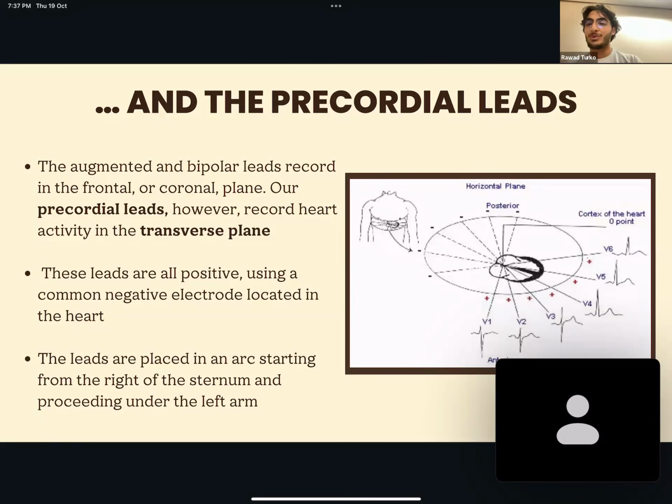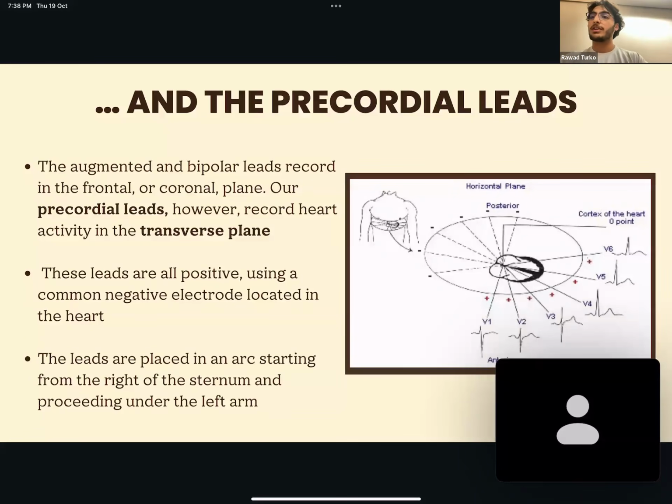All the leads are positive, and they use a common negative electrode that's located inside of the heart. It's very hard to visualize, I completely understand. But we look at the center of the heart. So they all feed into one negative terminal, and they look in this direction through the heart. Okay, this exact direction through the heart.